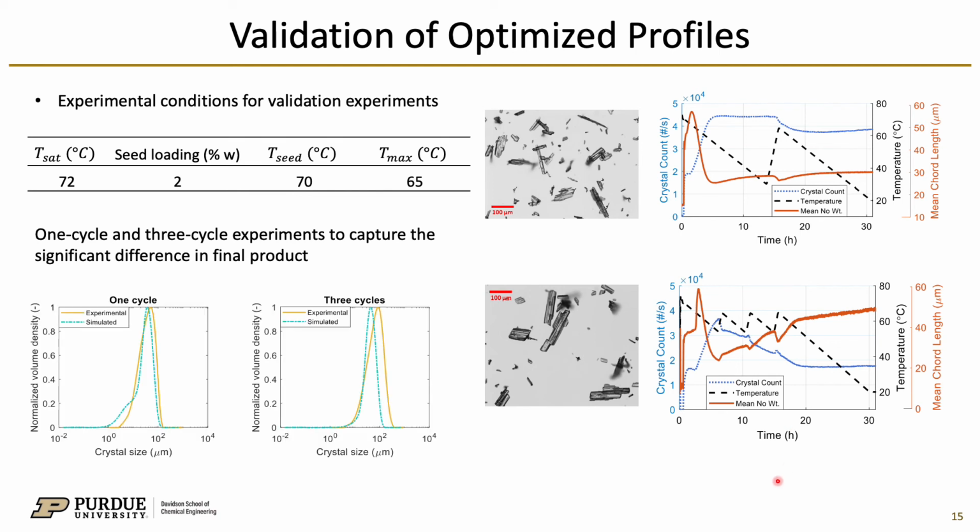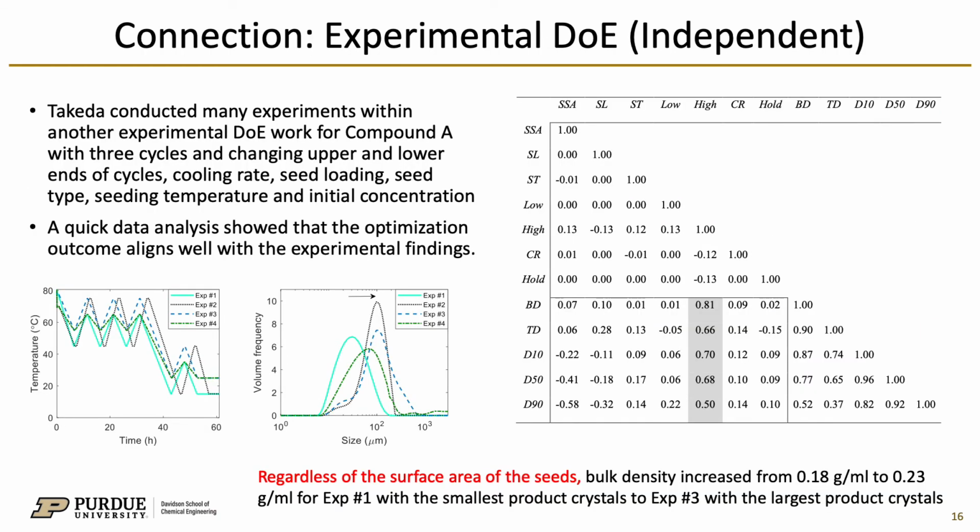Although the model underestimated the D90 value of the crystals from the 3-cycle experiments, it still led us to the best solution based on our aim and allowed us to determine key process parameters such as cycle number and temperature range.